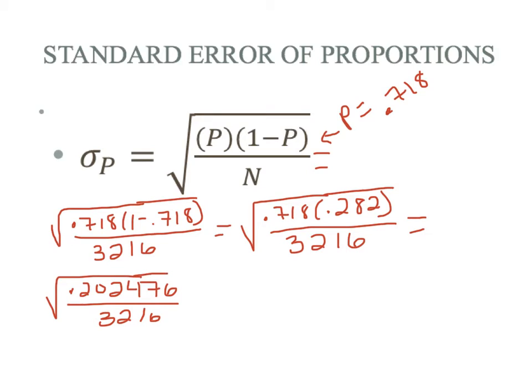You'll notice that this time I did not round to 2 decimal places, and this is really important and key. Because we're working with such small numbers, we want to go ahead and leave them whole until the very end. So I'm going to plug this into my calculator. I'm going to hit my square root button, and then I'm going to do parentheses 0.202476 divided by 3,216 end parentheses.